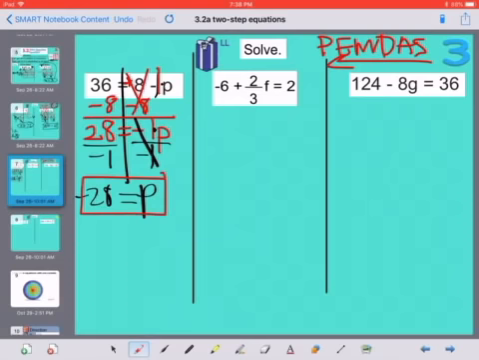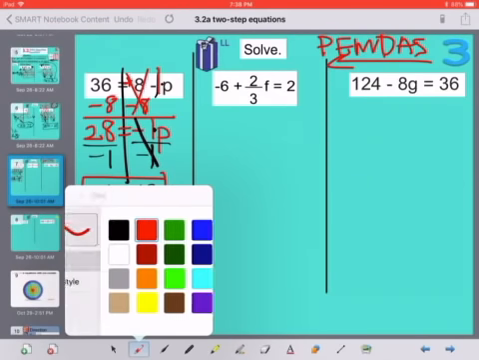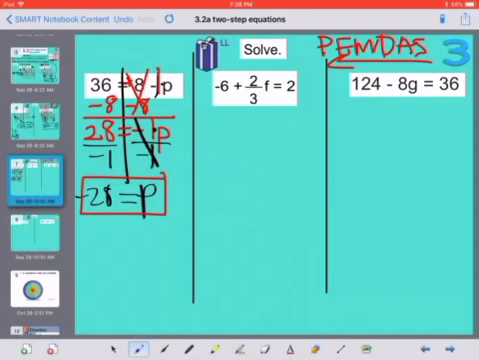In the middle, some people don't like these ones. It's not that bad. We have first getting rid of adding and subtracting. The 2/3 is multiplied, so we can't move that yet. So the opposite of subtracting 6 would be adding 6. Oopsies, what did I do here? Adding 6.